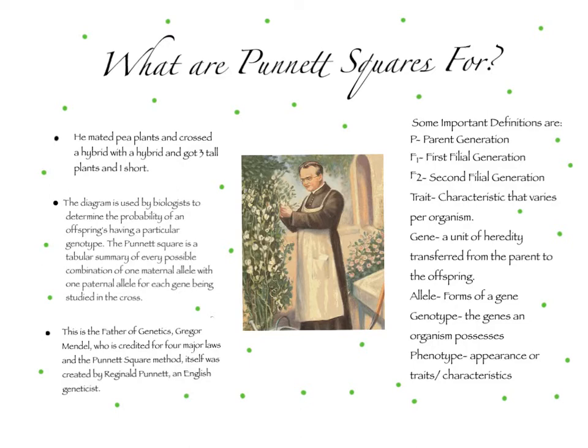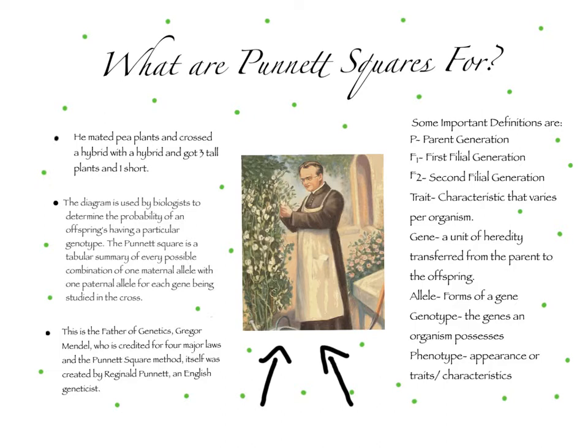Gregor Mendel mated a hybrid pea plant with a hybrid, which is represented as big T little t. This will be explained later. He got 3 tall plants and 1 short plant, so his phenotypic ratio, or the traits of the offspring, is 3 tall to 1 short. This is Gregor Mendel, and he's known as the father of genetics.